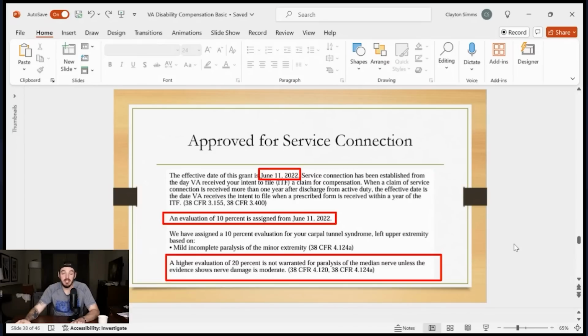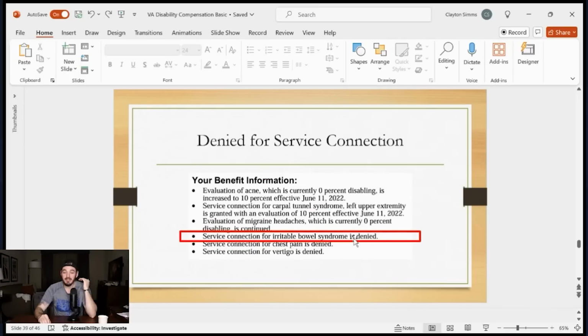If I don't, and I think I have it, then I need to go talk to my healthcare provider about this. Or if I'm properly rated at 10%, everything's good to go. That's what it looks like for being approved. Here's what it looks like for being denied, okay?